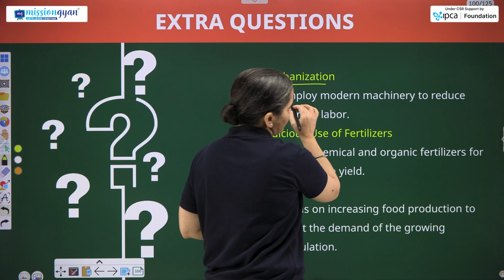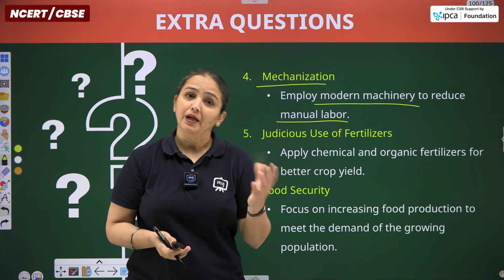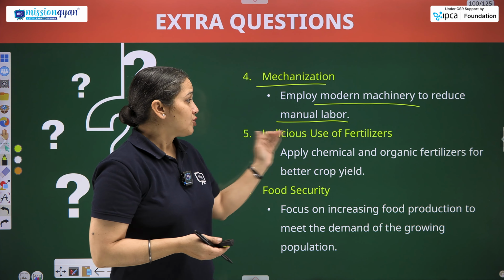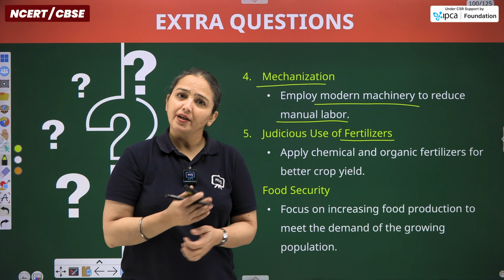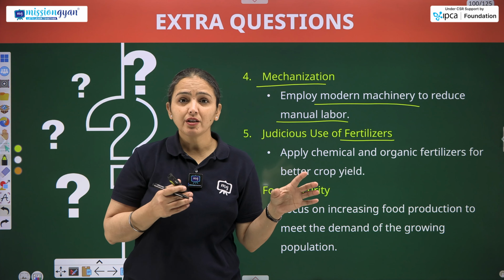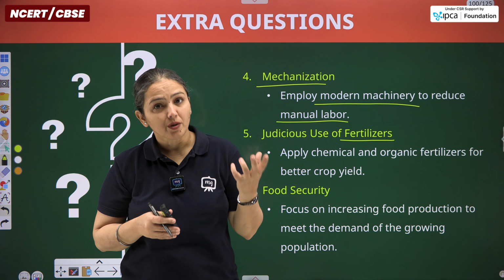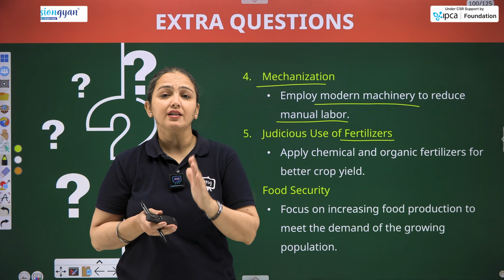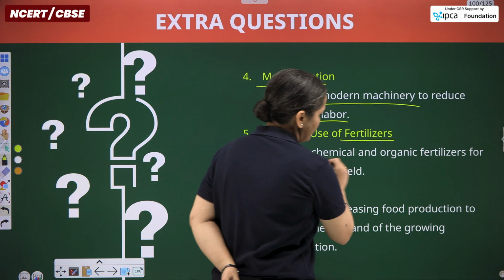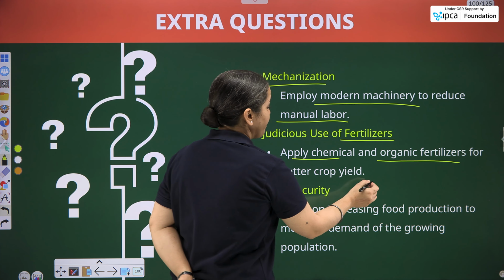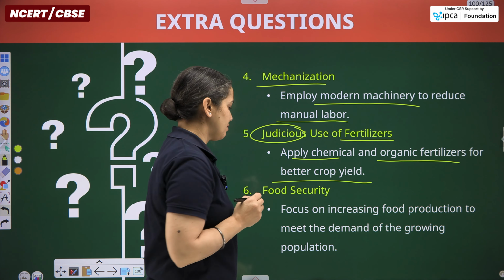Mechanization, employ modern machinery to reduce manual labor. So more and more mechanized farming can be done. Judicious, wise use of fertilizers. As I've told you, one disadvantage of the usage of HYV seeds is that we have to use more and more fertilizers. Still, we can use it in a controlled manner as well. It depends on humans entirely if they are not greedy enough. So, apply chemical and organic fertilizers for better crop yield, but the judicious use. That's why this word has been mentioned.